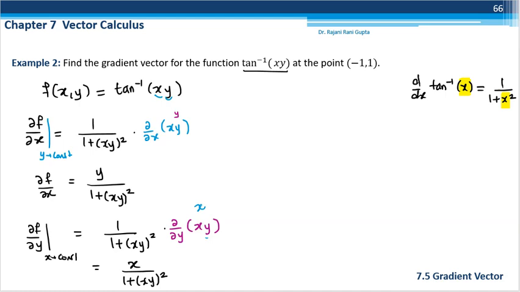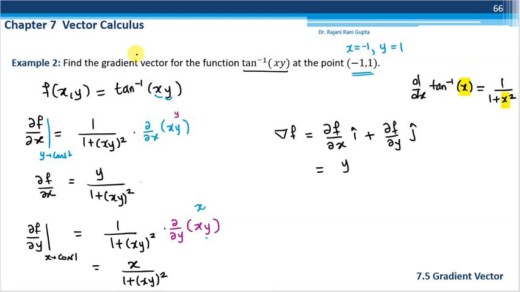Okay. Now, you know that you have to find the values at this point, x equal to minus 1 and y equal to 1. As I was telling you before, you can substitute the values of x and y here as well. Otherwise, you can follow this way. Gradient of f, writing down the formula: the partial derivative with respect to x with i, partial derivative with respect to y with j. First writing this, it is y over 1 plus xy square with i, x over 1 plus xy square with j.